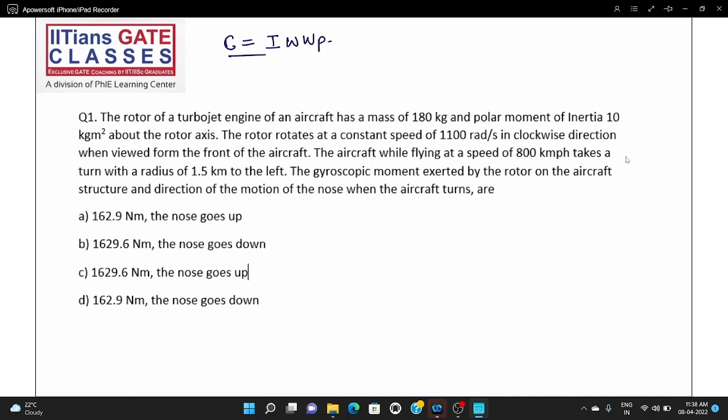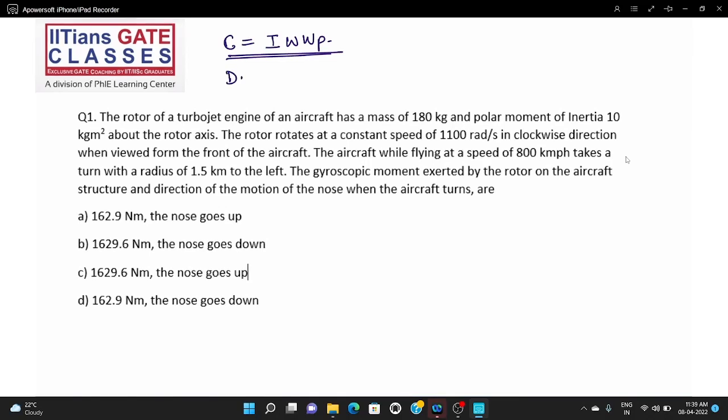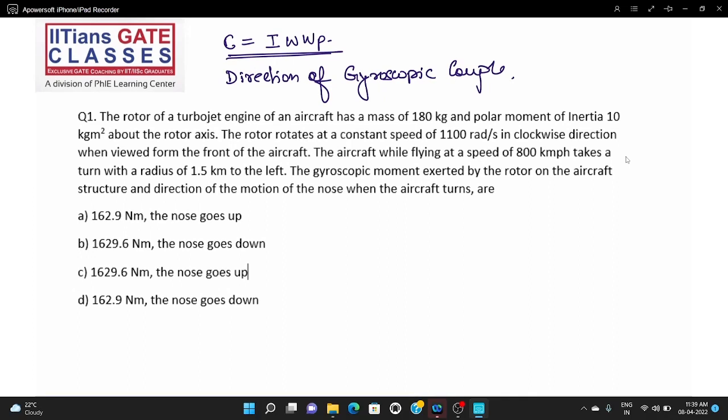This is rather very simple to do, right? The second thing is the direction. Direction of the reactive gyroscopic couple. Right, so that has to be done through an analytical method. There is no formula for that. Analytically you have to understand this concept properly, then you'll be able to do it. Okay, let us try to go through this question.